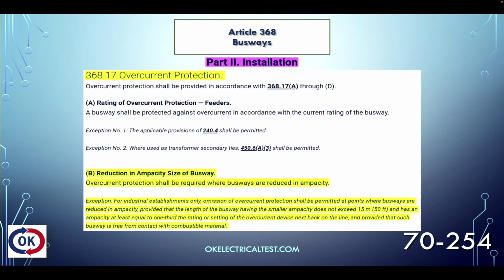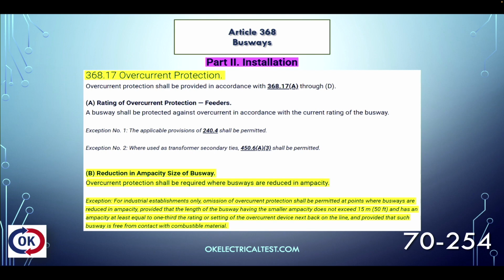Underneath the exception, it says for industrial establishments only, omission of the overcurrent protection shall be permitted at points where the busways are reduced in ampacity, provided that the length of the busway having the smaller ampacity does not exceed 50 feet and has an ampacity at least equal to 1/3 the rating of setting the overcurrent device next back on the line, and provided that such busway is free from contact with combustible material.